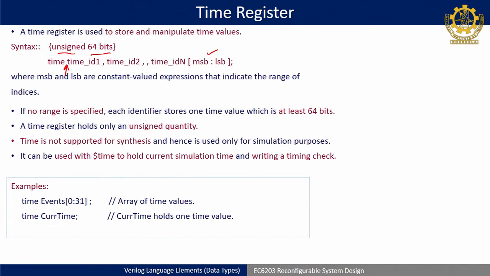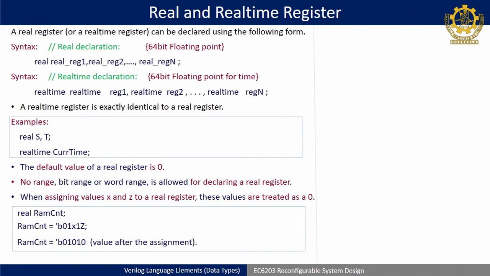The last one here is real time registers. The difference is that real, as the name indicates, is used for floating point operation. Like double in C, there is a real register in Verilog.